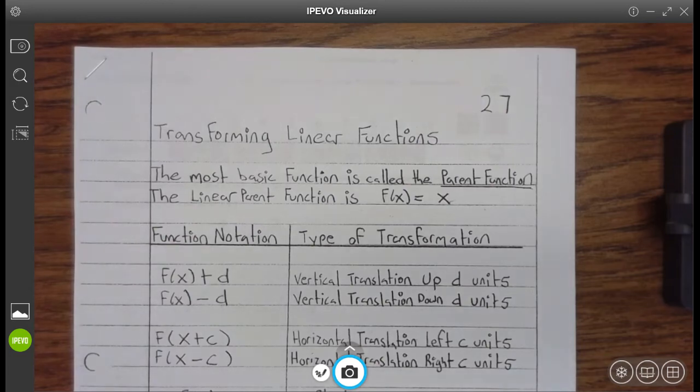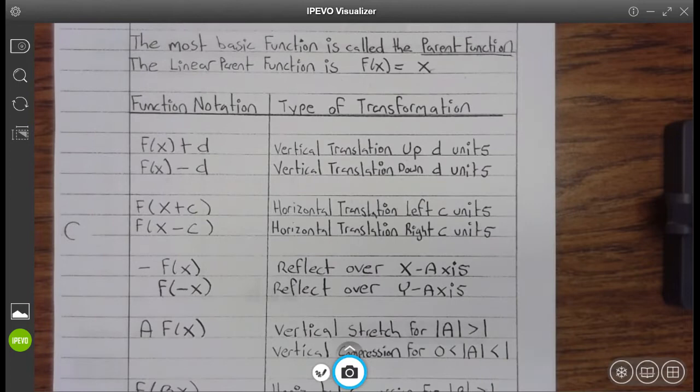Okay, Waka. So we're at journal page 27, transforming linear functions. The most basic function is called the parent function. The linear parent function is f of x equals x. Function notation, types of transformation.